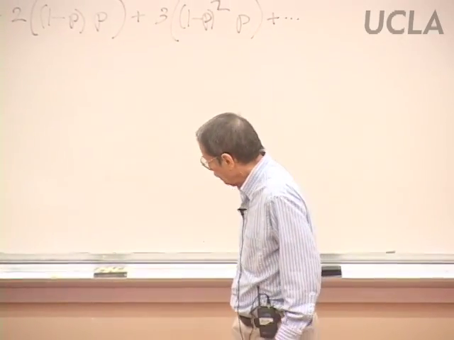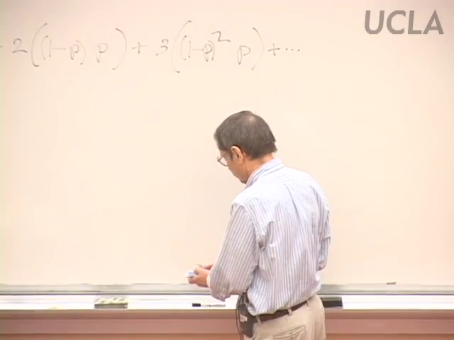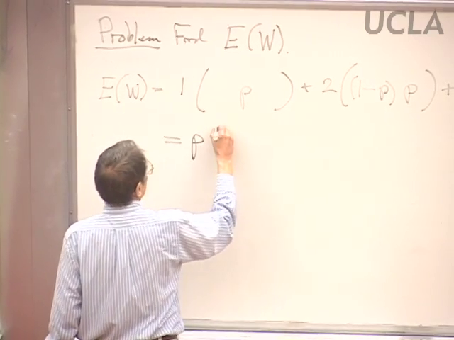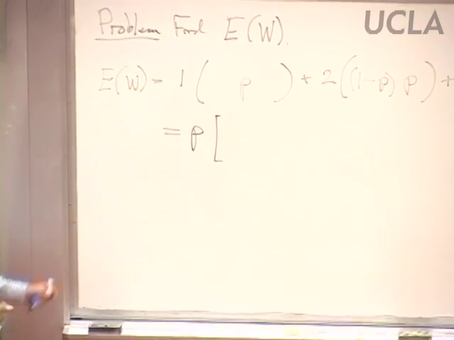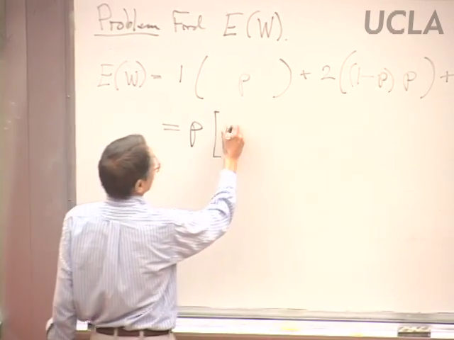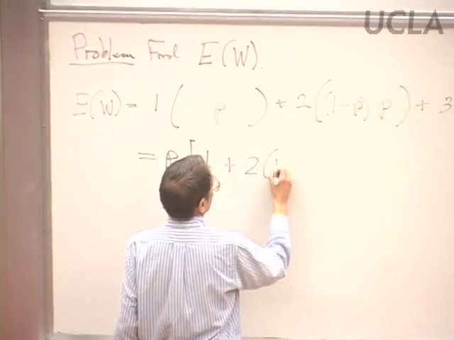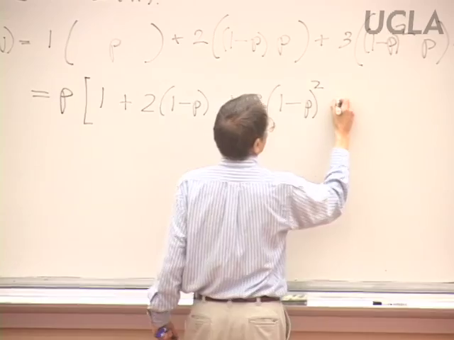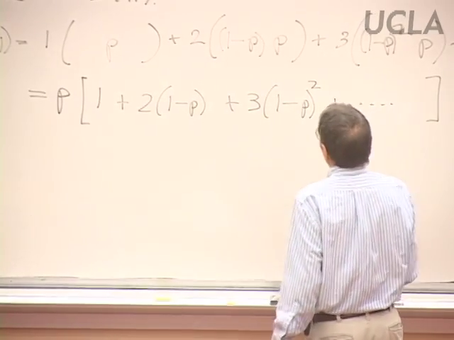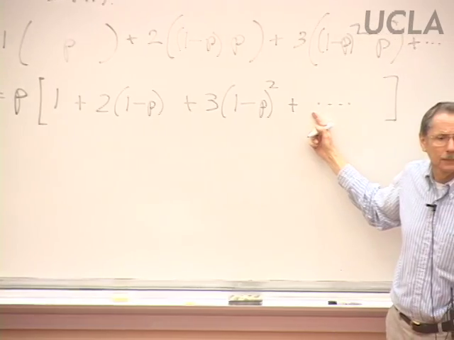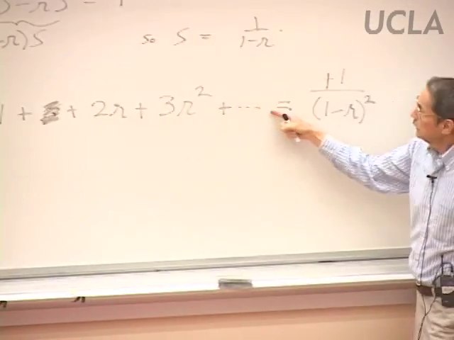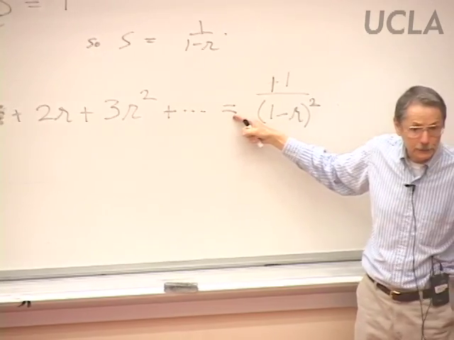Well, again, we can factor out that common factor of p and see what we have left. Well, there's a 1 there. 2 times 1 minus p plus 3 times, so the next term would be 4 times 1 minus p cubed, and so forth. So that term in brackets is exactly what we have in equation number 2 here.